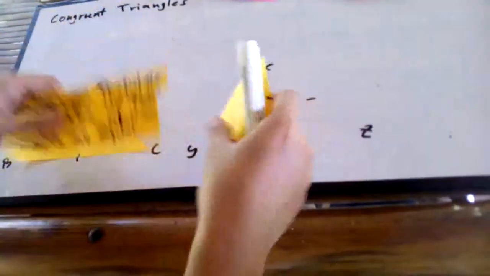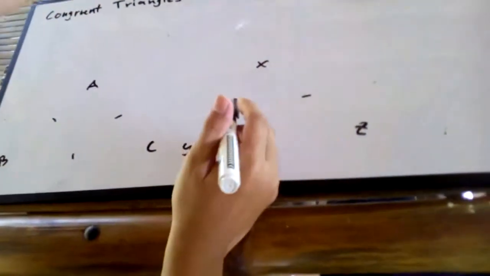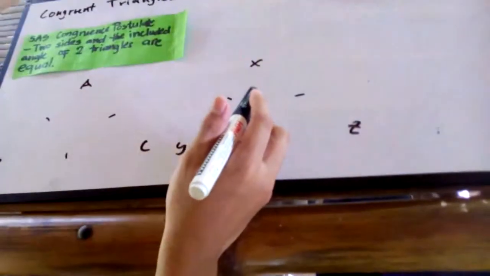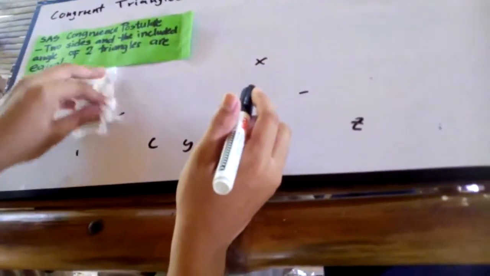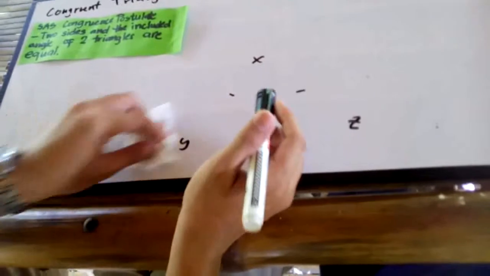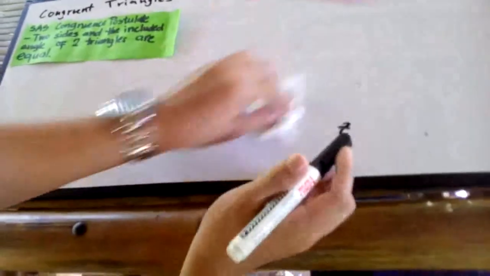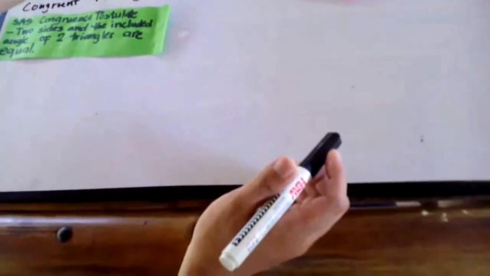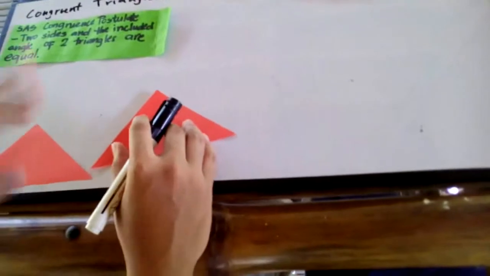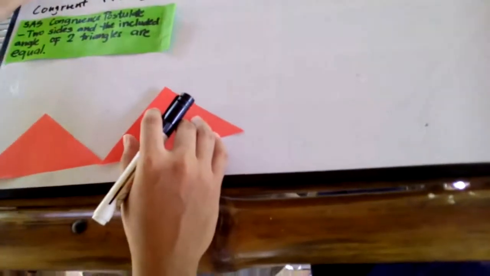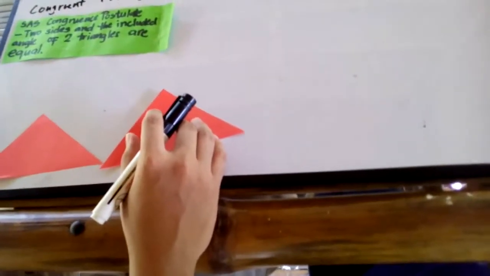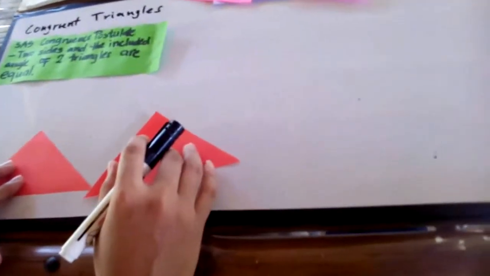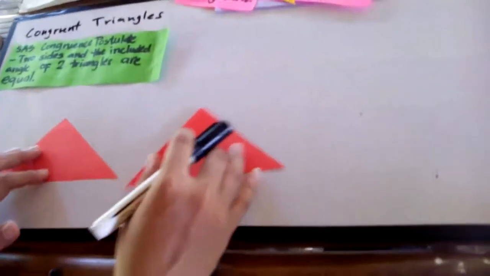The next postulate is the SAS congruence postulate, or what we call the side angle side postulate. Here, two sides and the included angle of one triangle are congruent respectively to two sides and the included angle of another triangle. Then the two triangles are congruent.